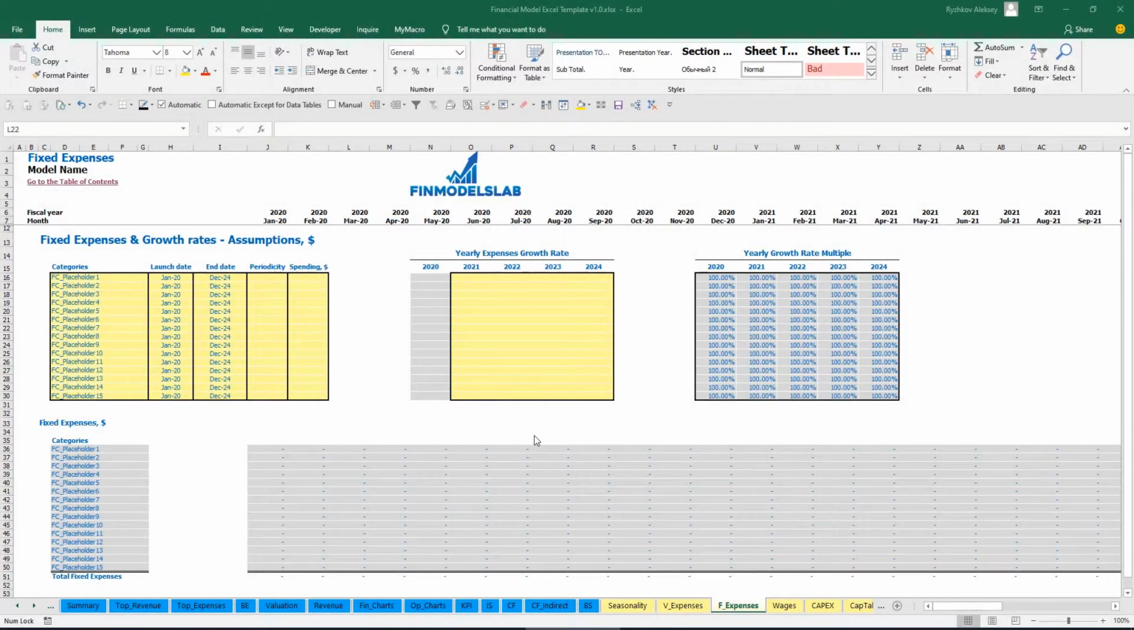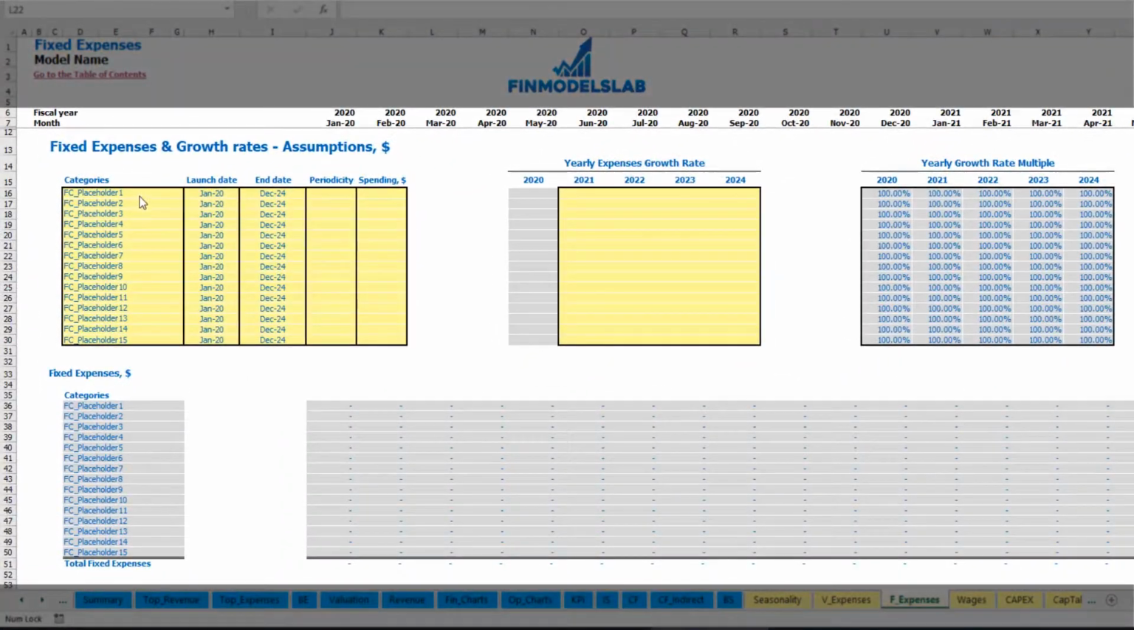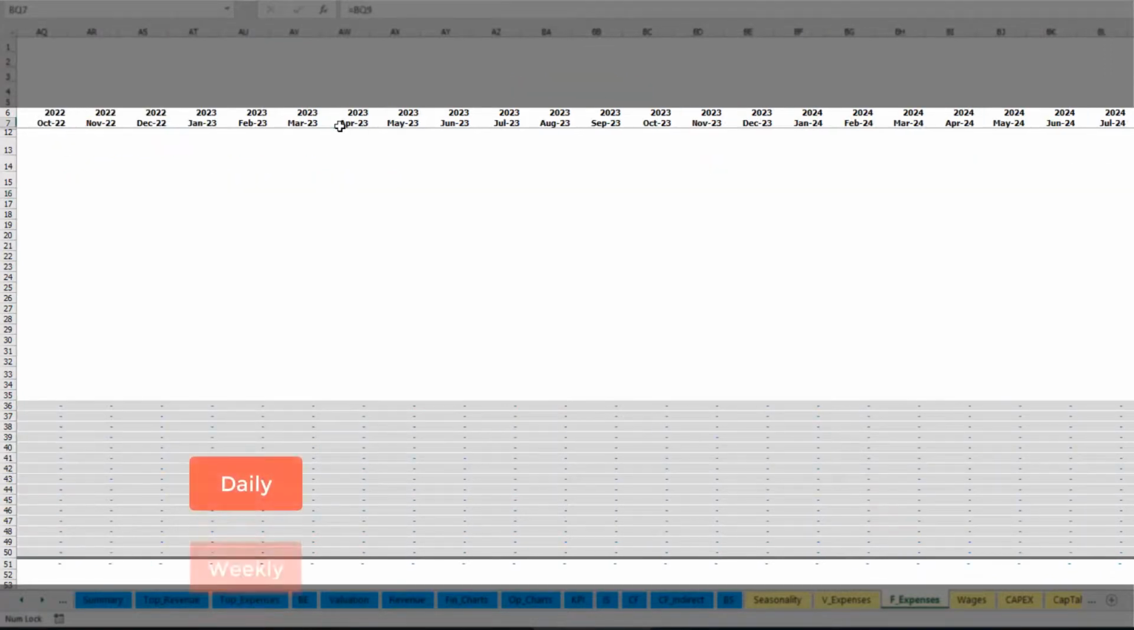On the fixed expenses tab you may input up to 15 line items for your fixed expenses. Let me show you how it works. For example, you have utilities. You will start paying starting from March 20 till the end of the model, which is December 24. You may see it here.